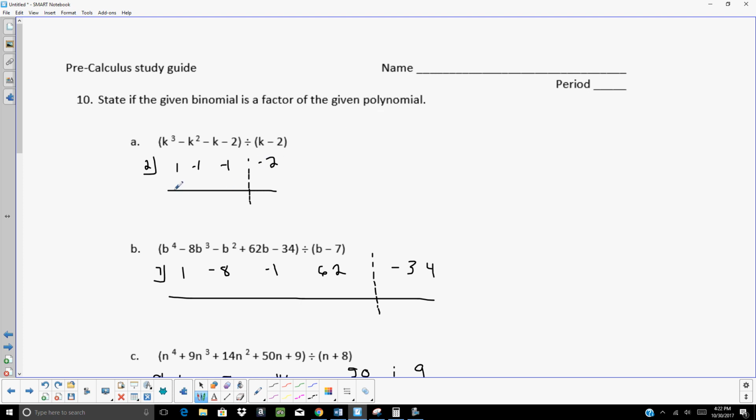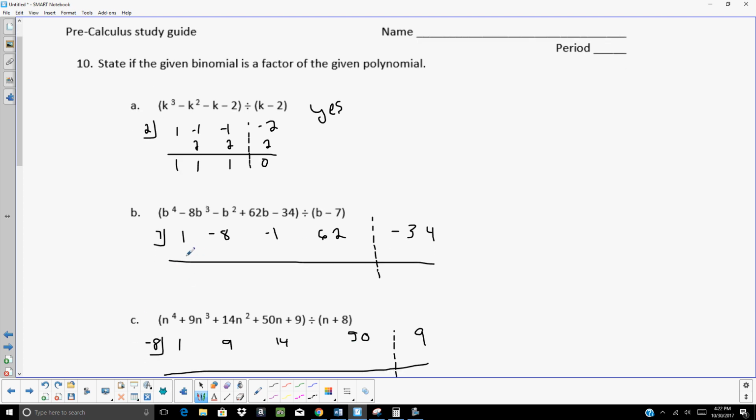So we're going to go ahead and do a quick divide. Bring it down, multiply, add, multiply, add, multiply, add. So that one would be a yes. That is a factor. Let's go ahead and do the next one.